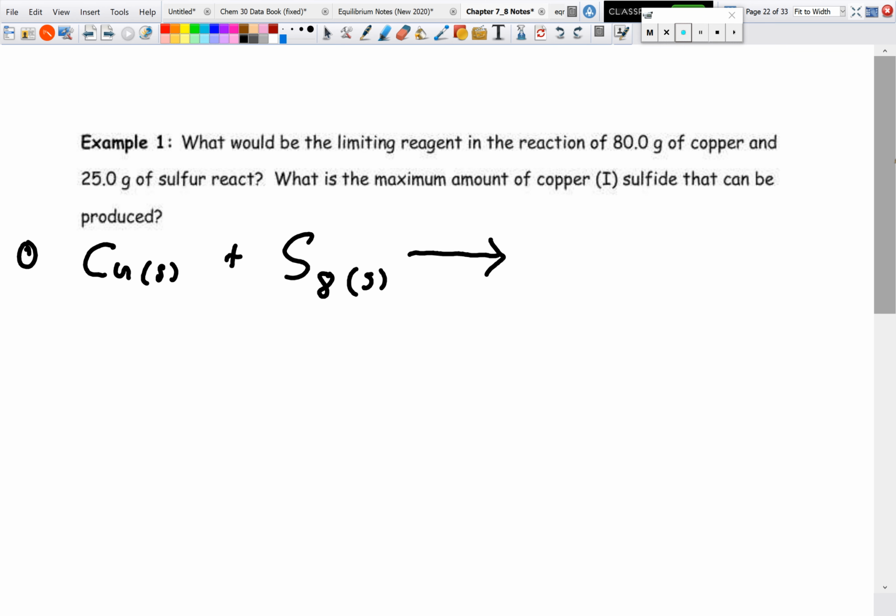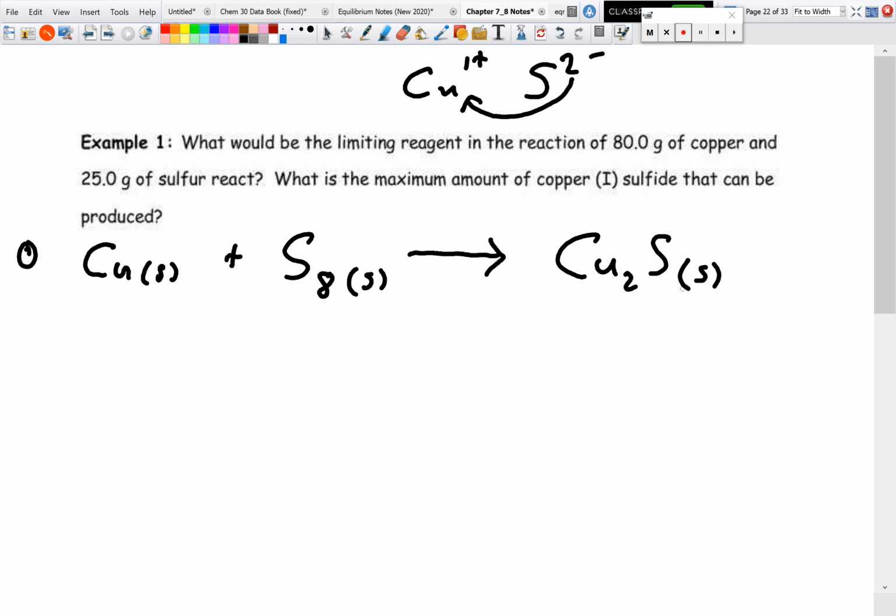So of course, for this one right here, you can do your drop and swap up at the top. So copper 1 is 1 plus. Sulfide, when you look at that on your periodic table, it's S2 minus. So with the drop and swap, the 2 is going to go in front of copper, the 1 goes in front of sulfur. So we're left with Cu2S. An ionic compound, so also solid.